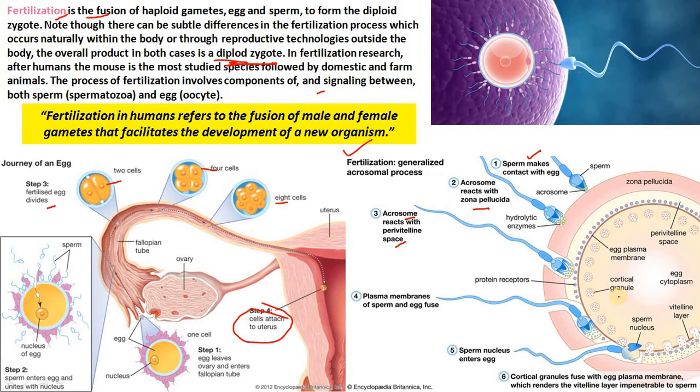Okay? And this is the structure of the ovum. This layer is called zona pellucida. This is perivitelline space, and this is egg plasma membrane. These are cortical granules. This is sperm nucleus, and this is vitelline layer, and this is egg cytoplasm.